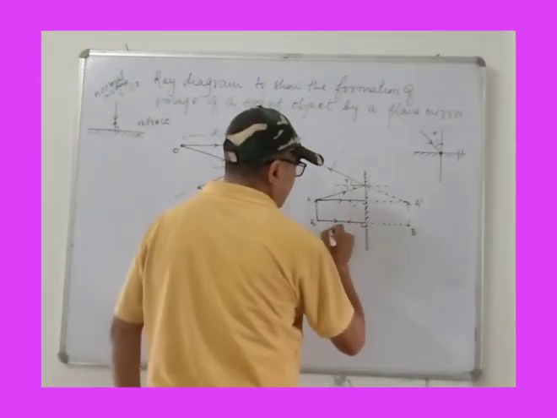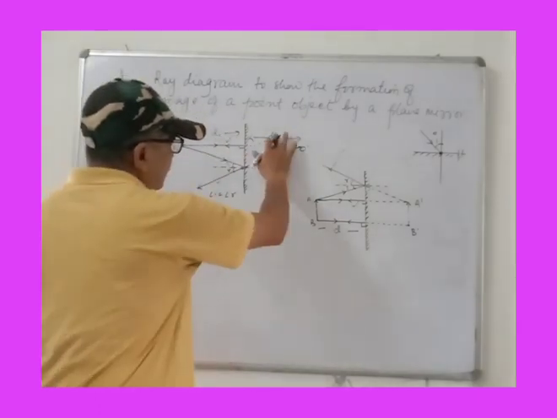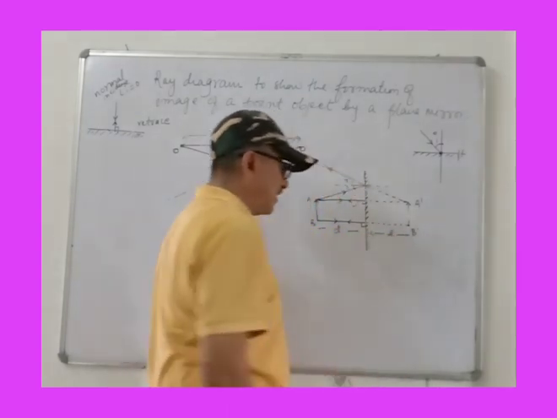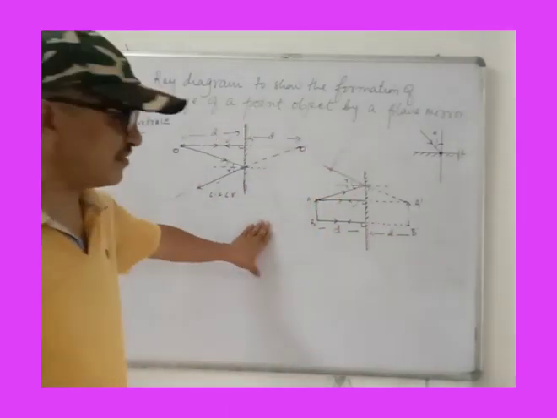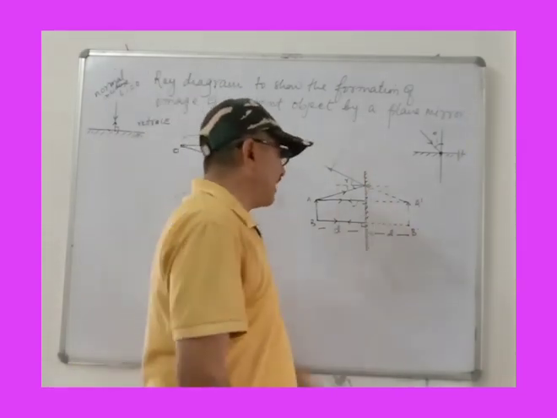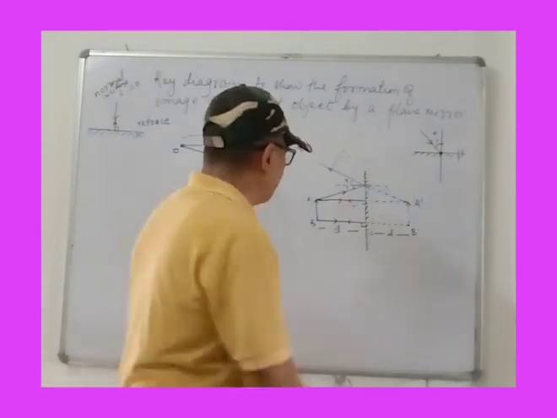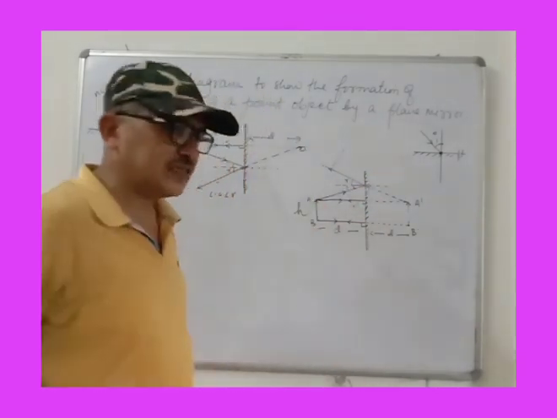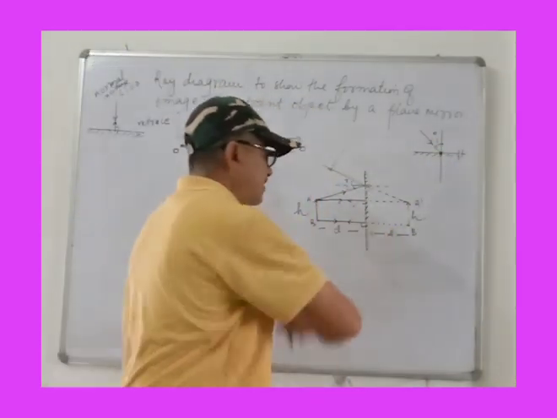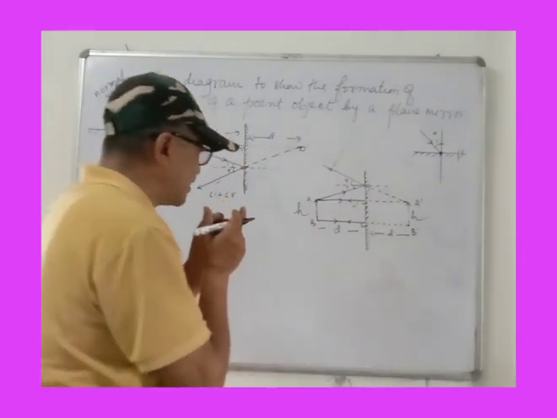So this is D. If both are denoted by D, the distance of the object from the mirror is equal to the distance of the image from the mirror. The image is formed backwards, and it is virtual, erect, and of equal size, A dash B dash. If its height is H, its height also will be H. Virtual, erect, same size, same distance, but lateral inversion.